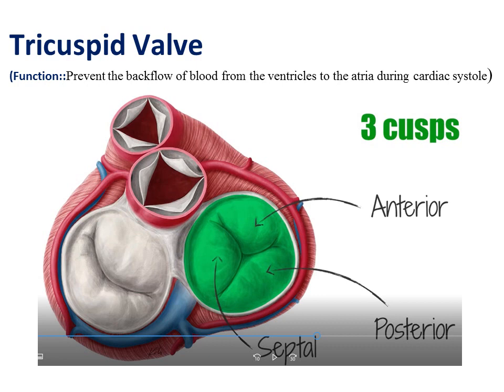There is the anterior leaflet, there is the posterior one, and this is the septal one. Each one, as we see, is attached to the fibrous ring and the chordae tendineae, which are then related to the papillary muscles.